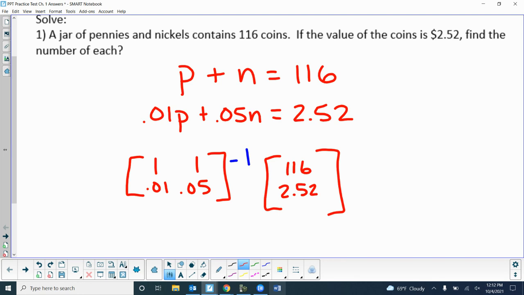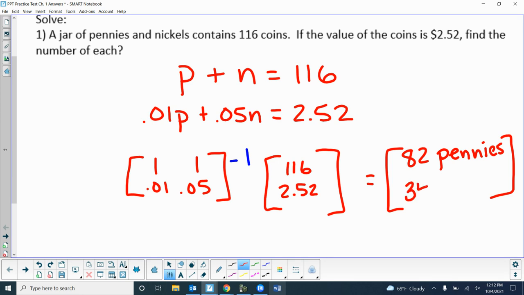What'd you guys get? 82.34. 82 what? Pennies, right? And 34 nickels. So again, you didn't have to use the decimals if you didn't want to. It'll still work. It'll give you the same answer. Okay, just remember to go A inverse B. Questions on that? Anybody?